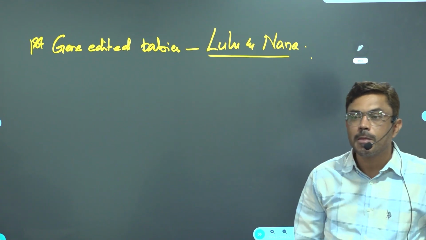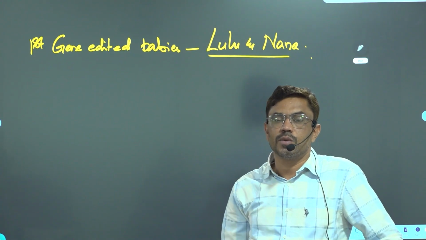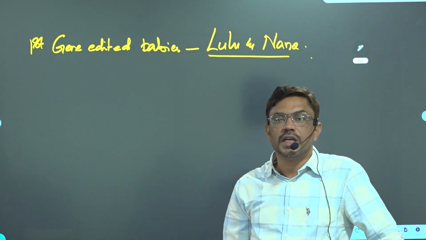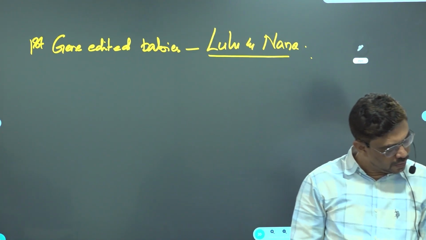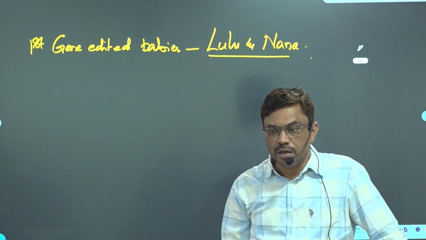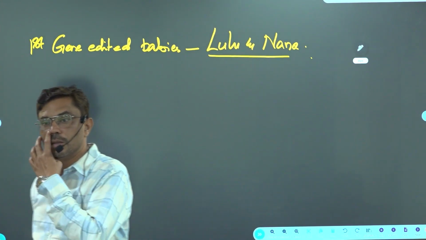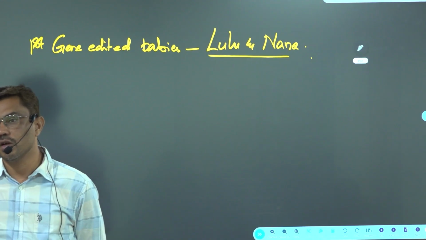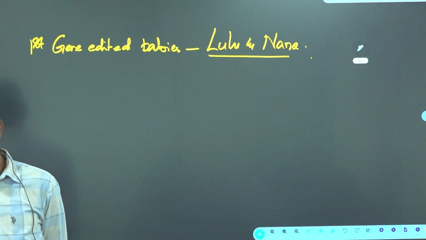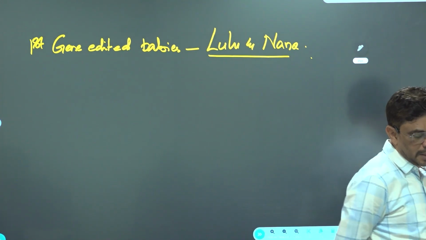In 2018, a Chinese doctor for the first time performed gene editing on human embryonic stem cells using CRISPR-Cas9 technology.